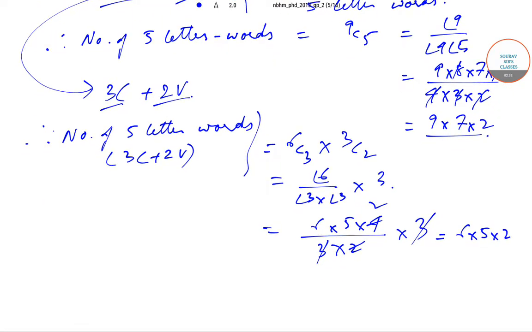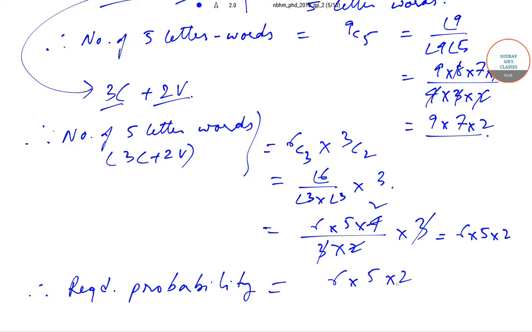So therefore the required probability will be the number of favorable cases over the number of all cases. The value of favorable cases is 6 into 5 into 2, and the number of all cases will be 9 into 7 into 2. This 2 and this 2 will cancel out. There will be 6 and 9, that will be 3 and 2 and 3, so this will come down to 10 by 21, which is the required probability and the answer.